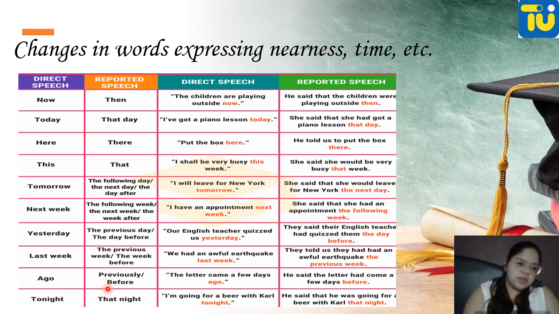Ago: previously, before. The letter came a few days ago. He said the letter had come a few days before. Tonight: that night. I'm going for a beer with Carl tonight. He said that he was going for a beer with Carl that night.